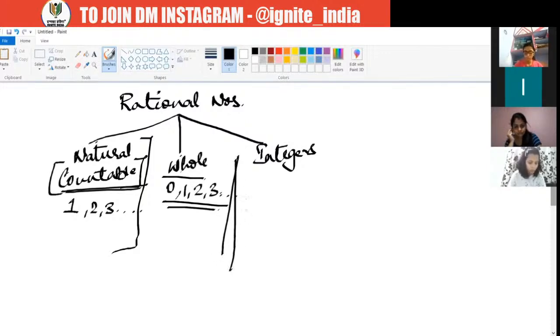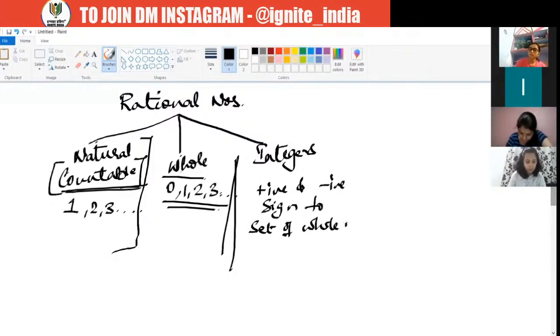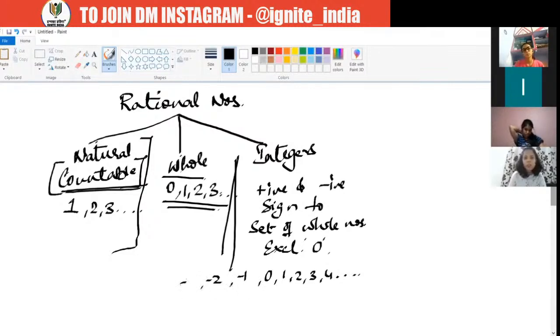Come to the next portion, which is integers. What do you mean by integers? Numbers when you give positive and negative sign to the set of whole numbers excluding 0, then it becomes integers. 0, 1, 2, 3, 4, and so on, and -1, -2, -3, and so on. So you have negative numbers, you have 0, and you have positive numbers. These are the set of integers.